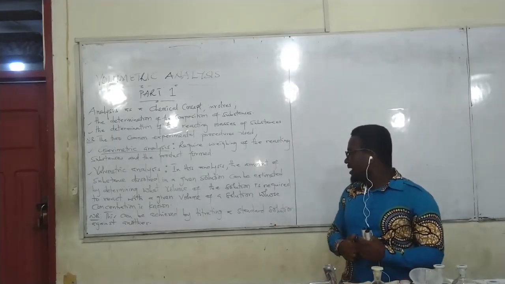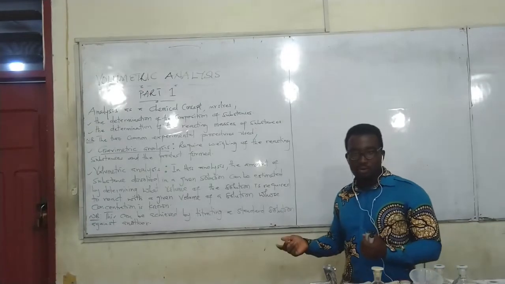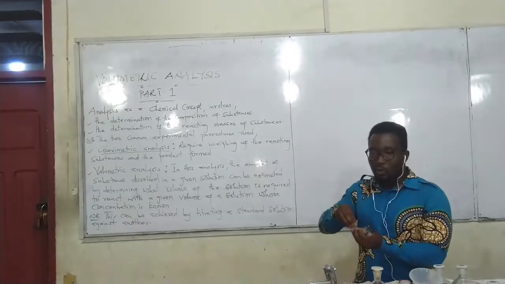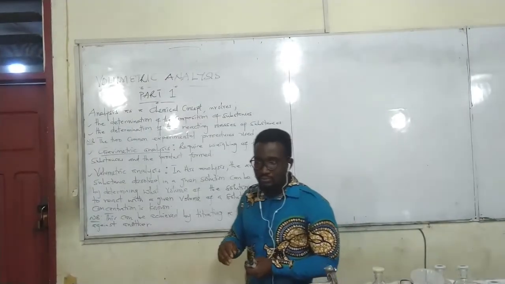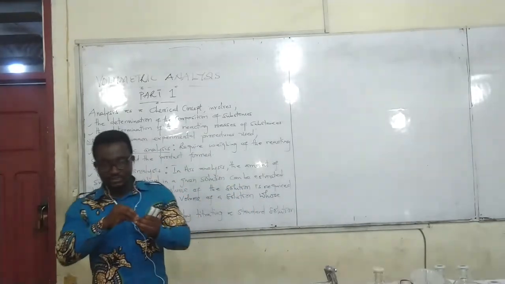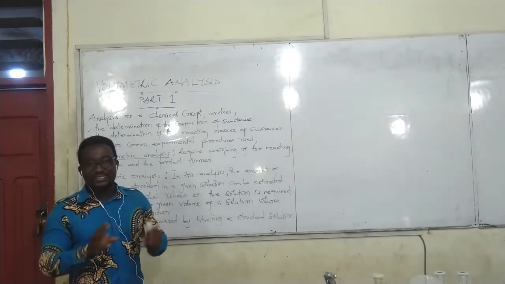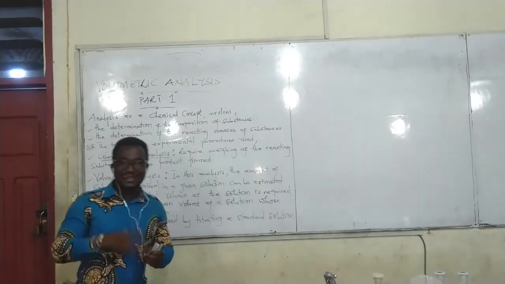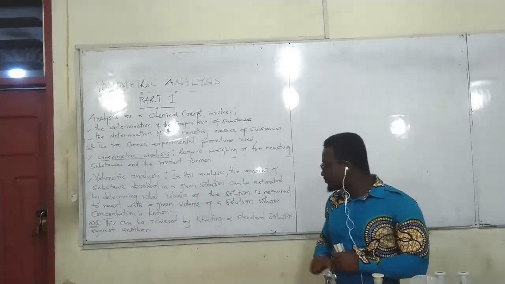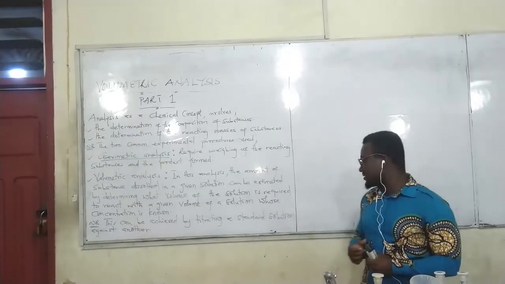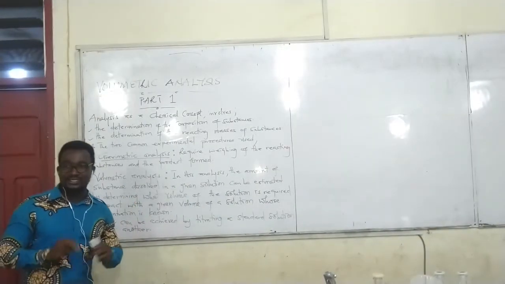Two, volumetric analysis. In this analysis, the amount of substance dissolved in a given solution can be estimated. How? By determining what volume of solution is required to react with a given solution whose concentration is known. So technically, we'll be looking at a solution which is specifically assigned as a standard solution, against a solution to be standardized. That is a solution whose concentration is known. That is the standardized one. Note, this can be achieved by titrating a standard solution against the other. That is why I said we are going to look at two substances. One is standardized and then one is what? Unstandardized.